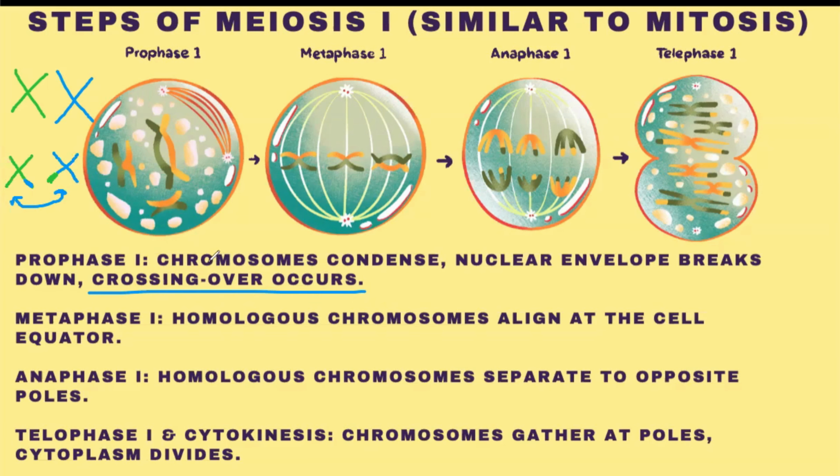Now, after that occurs, you have metaphase one. Metaphase one is when those homologous chromosomes will now line up at the equator, or in the center. During anaphase, which is the third step, you will have those chromosomes split. And then telophase, cytokinesis included, is the part where the chromosomes gather at the poles, and then the cytoplasm divides and you have that cleavage furrow.